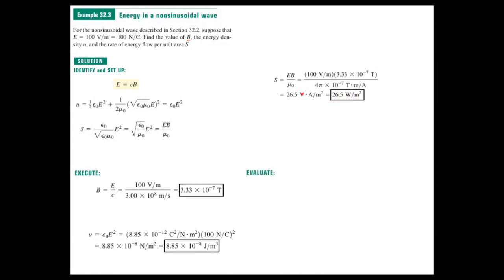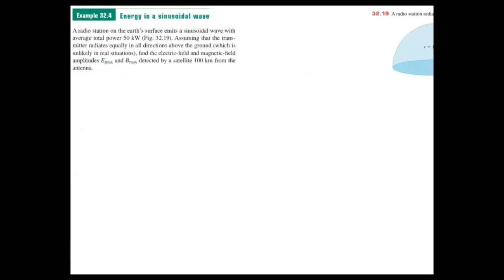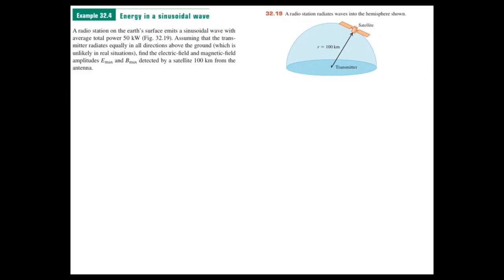For this last calculation, I could have used equation 32.26, which gives the magnitude of the Poynting vector entirely in terms of the electric field. So that would have been epsilon naught times c times E squared, and I would have gotten the same value. This ends example 32.3. In example 32.4, we're going to consider the energy of a sinusoidal electromagnetic wave.